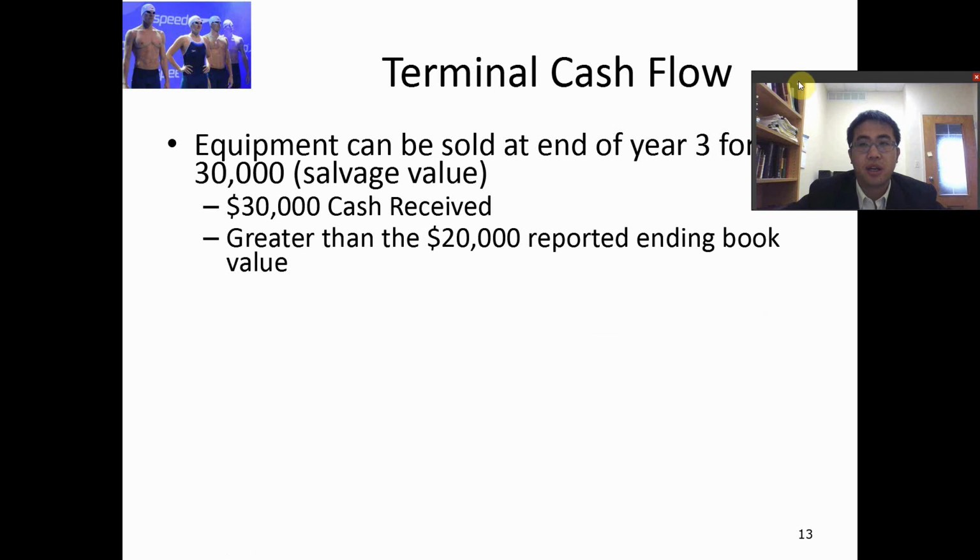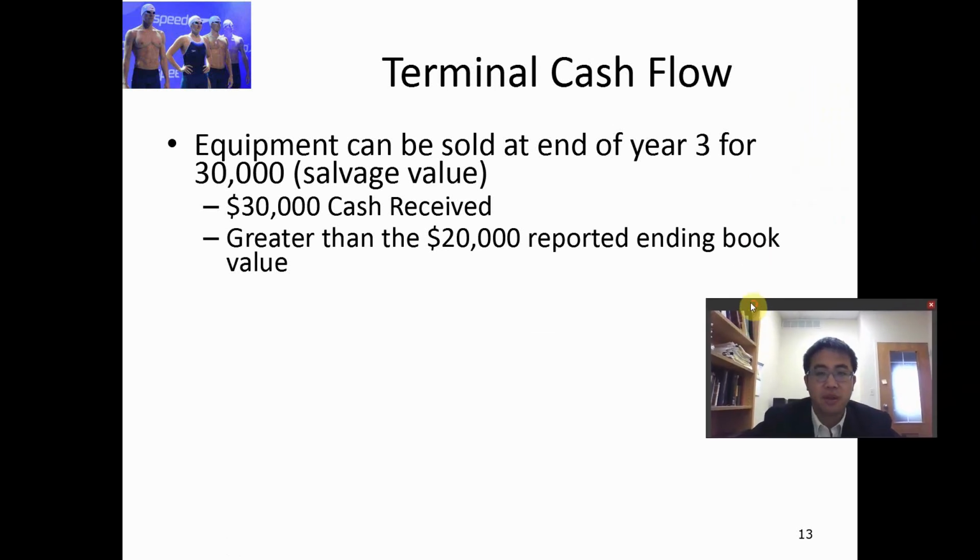And then we look at the terminal cash flow, which occurred at the very end of the project, at year 3. So basically, when you sell the machine, it can actually be sold for $30,000, and that price is offered by the market. Okay, and you do have $30,000 cash received, and this number is greater than the $20,000 you originally reported for the ending book value.